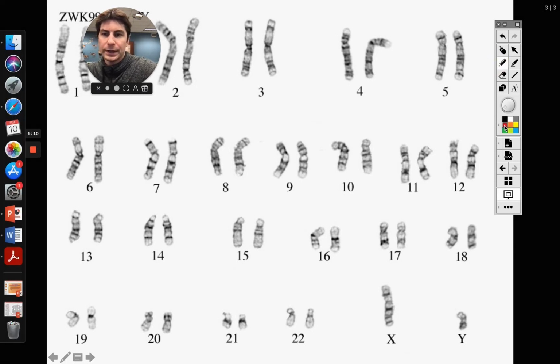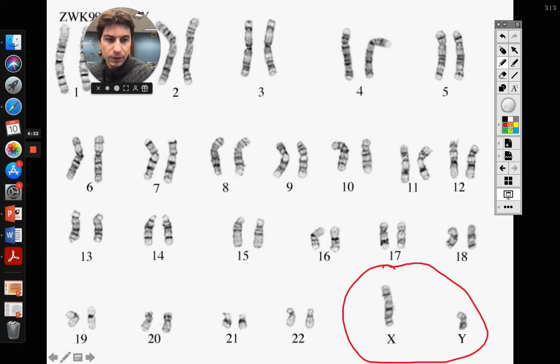One is color blindness. There are a lot more colorblind men in the world than women. Why is this? Because if this is a man's karyotype here, they got the X and the Y, right? For sex-linked traits, they're going to be carried on these two chromosomes, right? But it's mostly going to be the X.